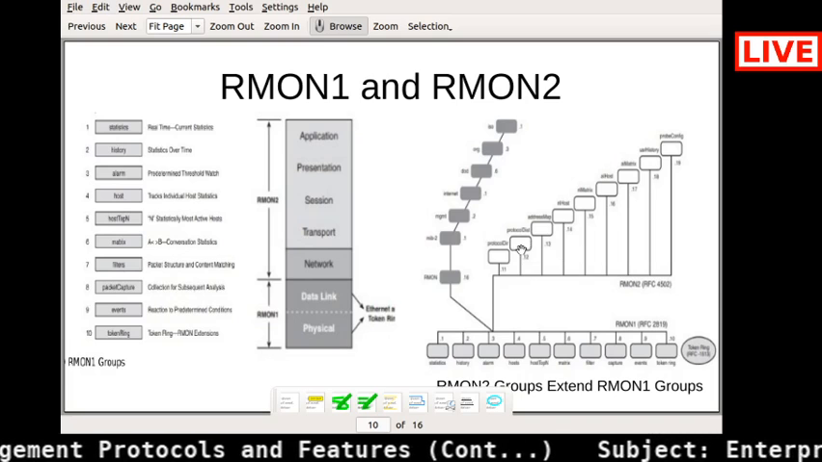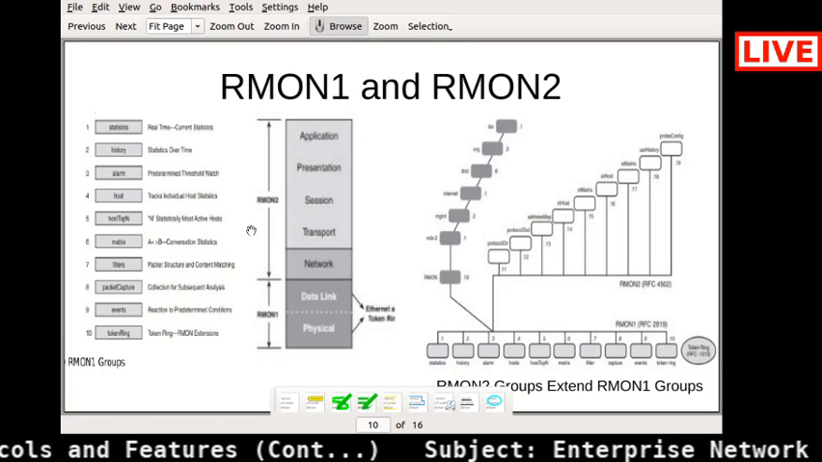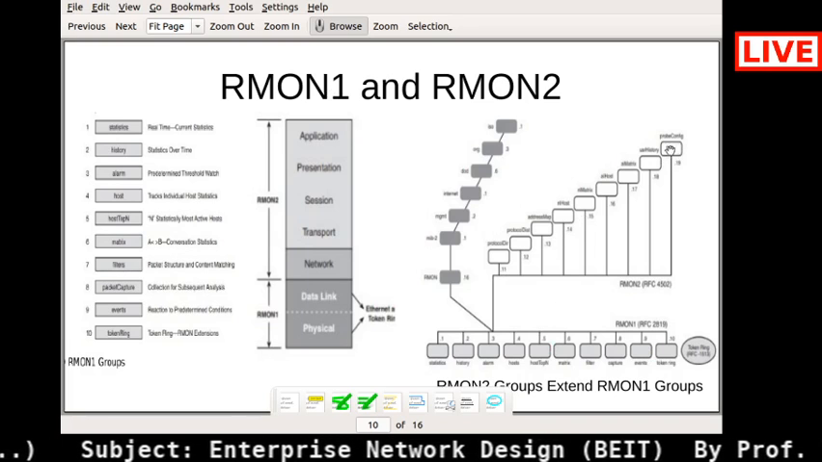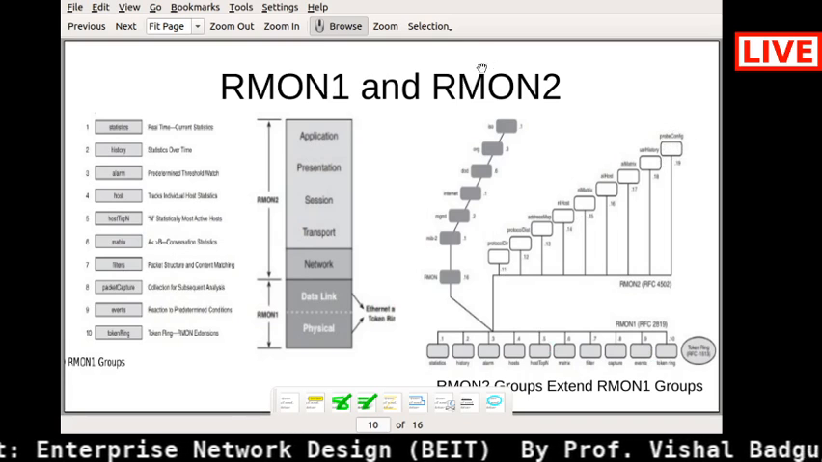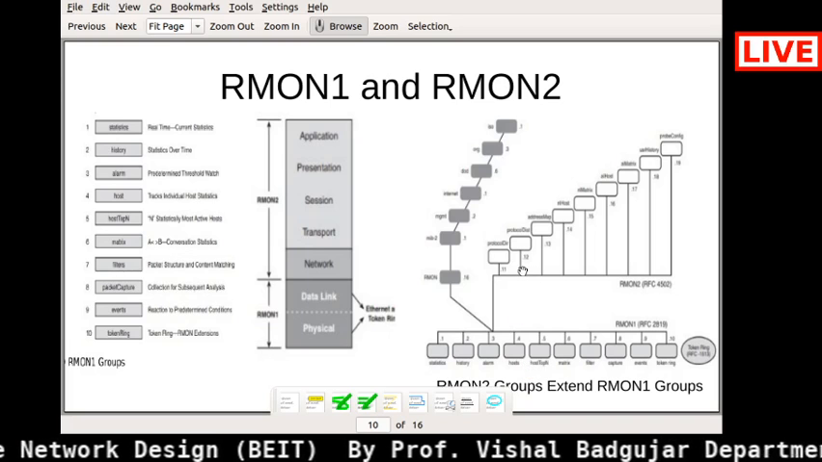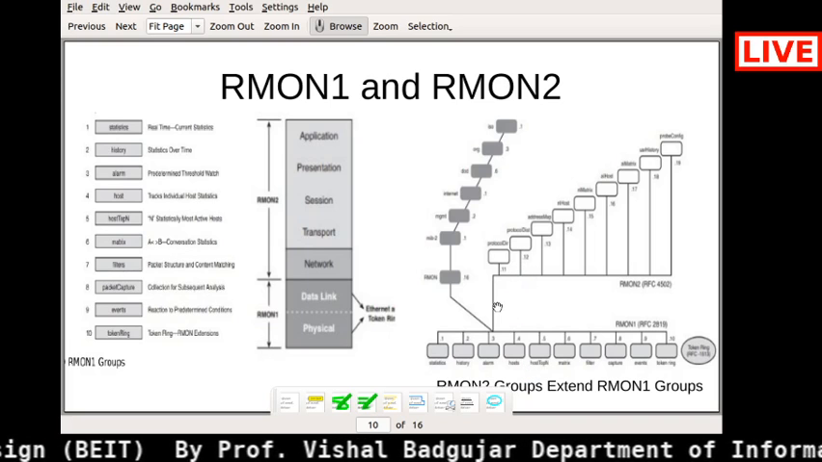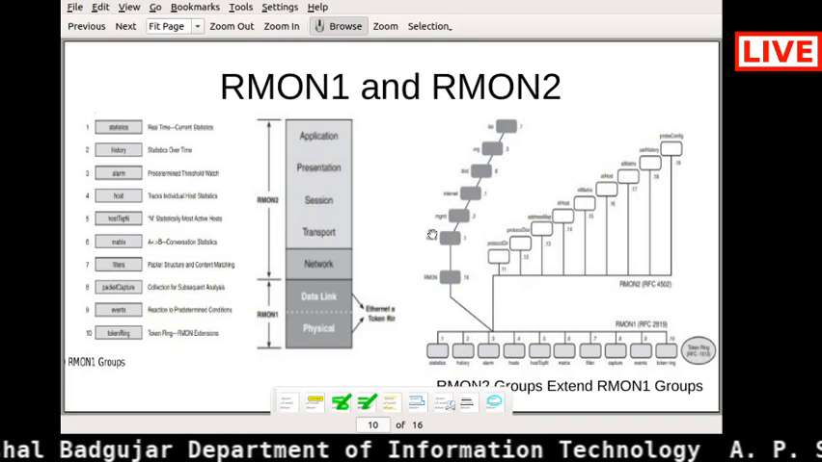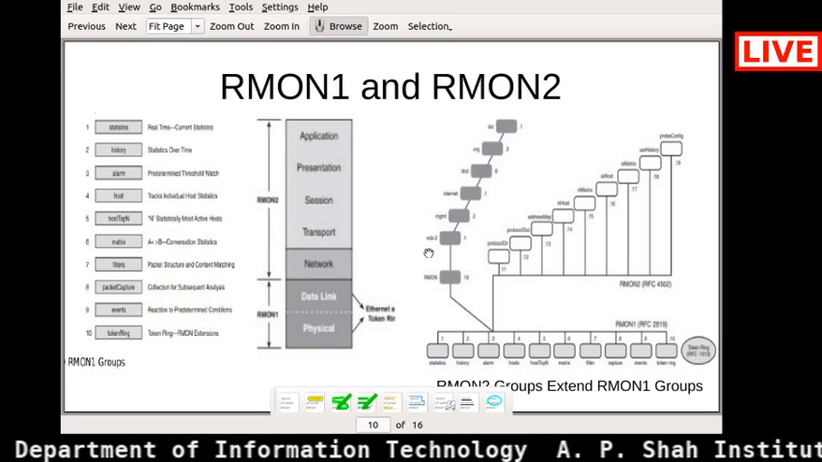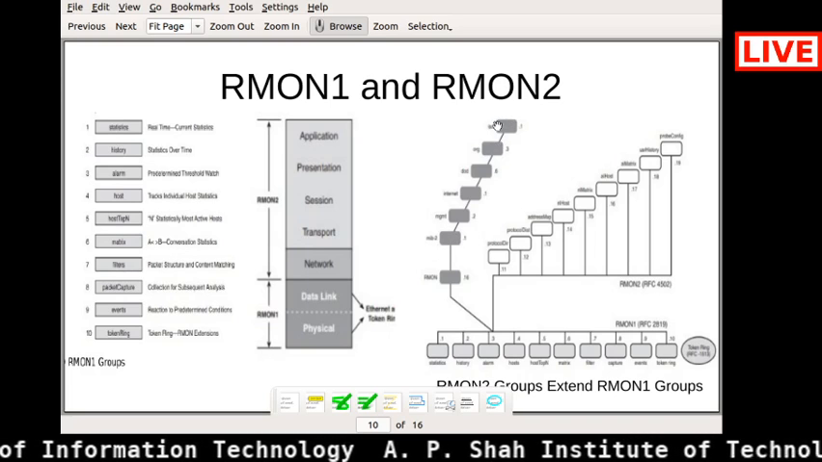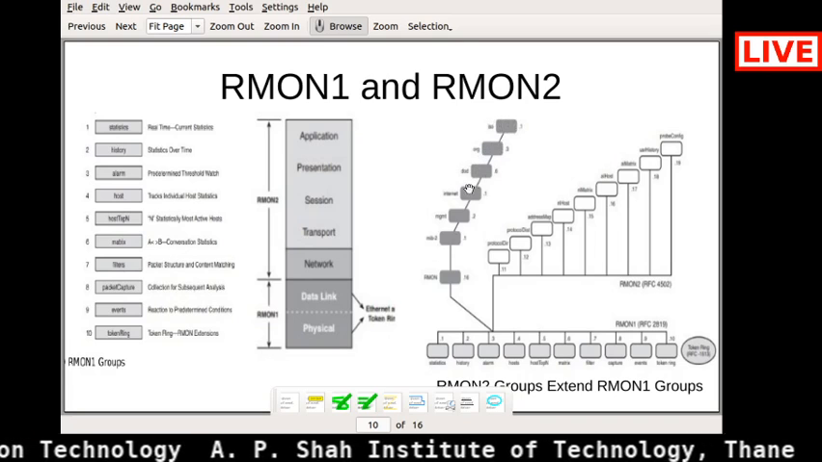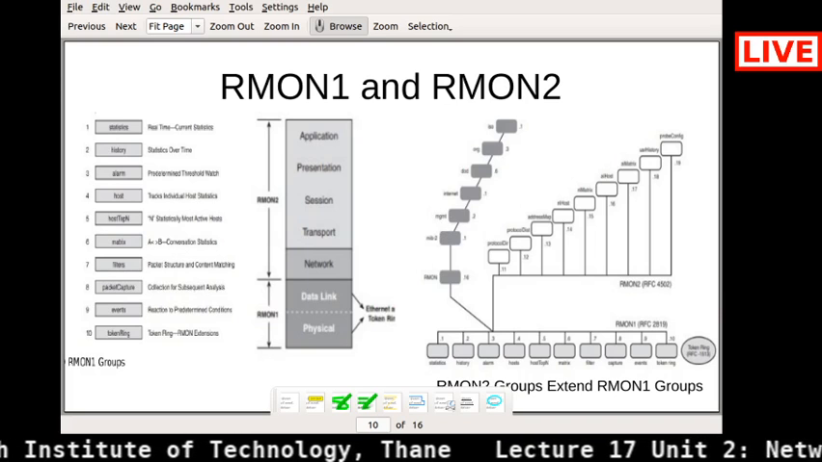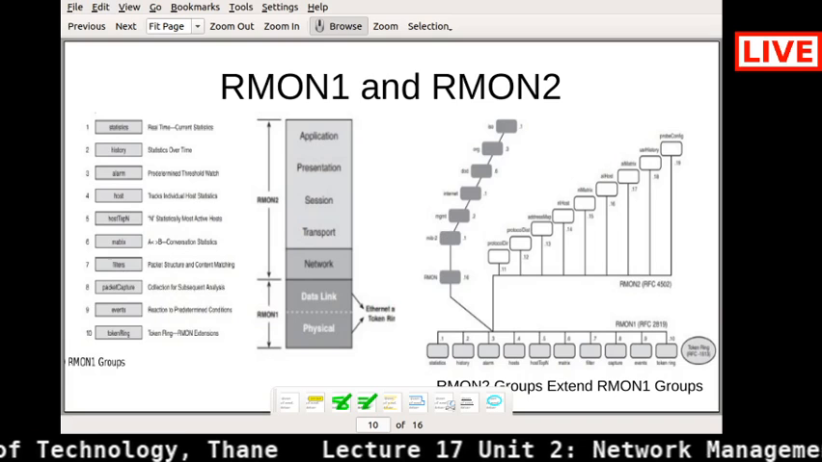So all these are nothing but your RMON 2 groups, right? From 1 to 10 is for your RMON 1, and from 11, 12, 13, 14 to 19, the last one being probe configuration, is for your RMON 2, right? And what is useful to store all this group information into variables? That is nothing but the MIB, right? And what is the structure of MIB? If you see here, iso.org.internet.management.mib2, right? So this is the structure for your MIB, okay.